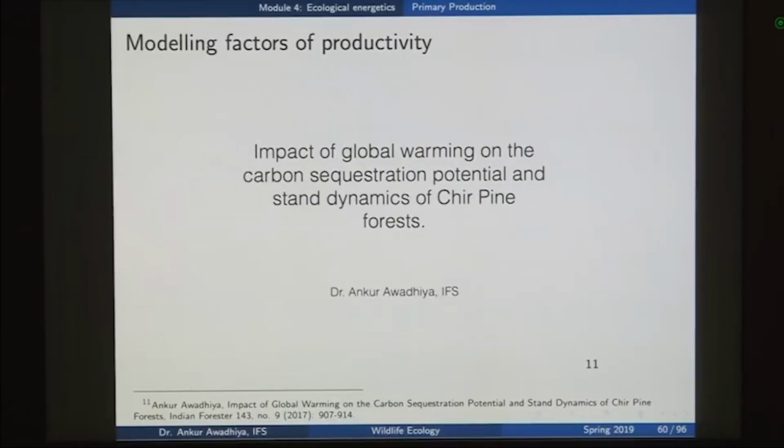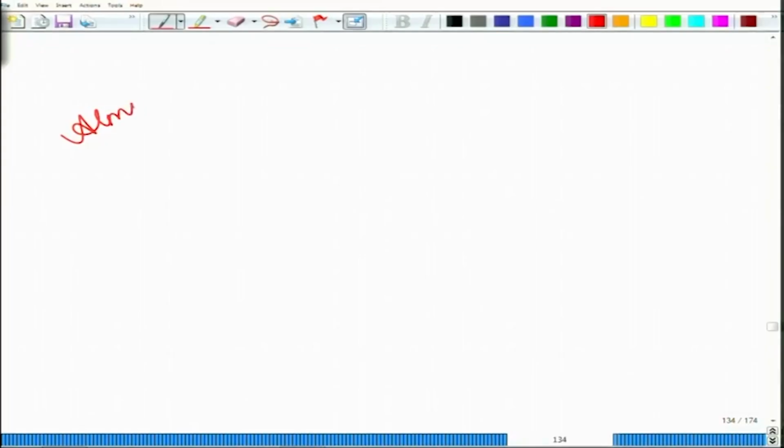So, this is one such simulation exercise that we had done, and this was to understand the impact of global warming on the carbon sequestration potential and stand dynamics of chir pine forest. What we did here was that we considered an area, Almora district of Uttarakhand, and in this Almora district we were considering the pine trees.